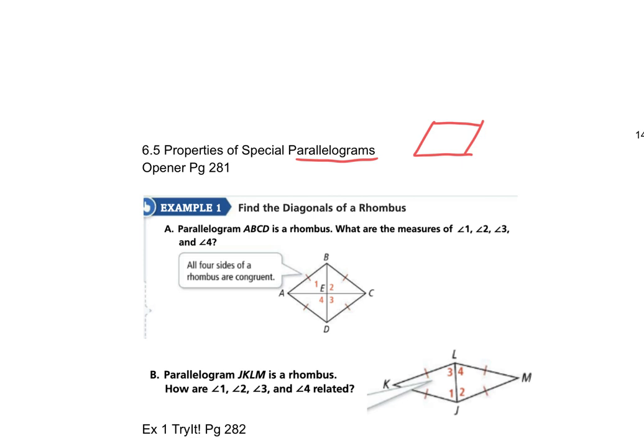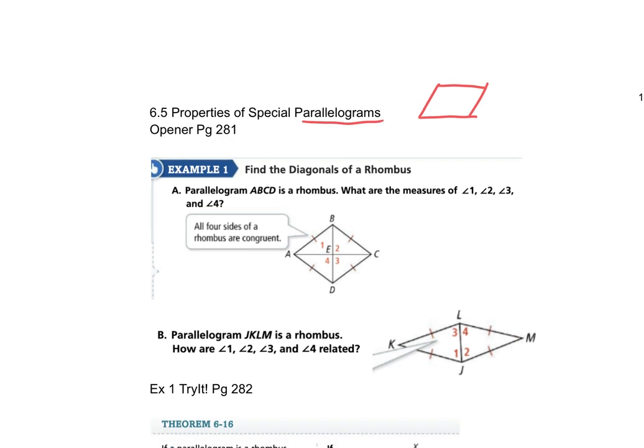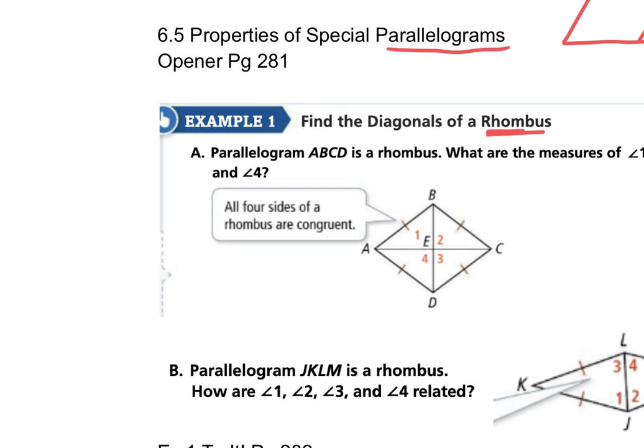Now what we're going to do is look at a subset, three different parallelograms that are special. So here we have a rhombus. This is the definition of a rhombus. All four sides of a rhombus are congruent. So if you have a quadrilateral with four congruent sides, then it is a rhombus. Now please note that a rhombus is a special type of parallelogram because opposite angles are congruent.